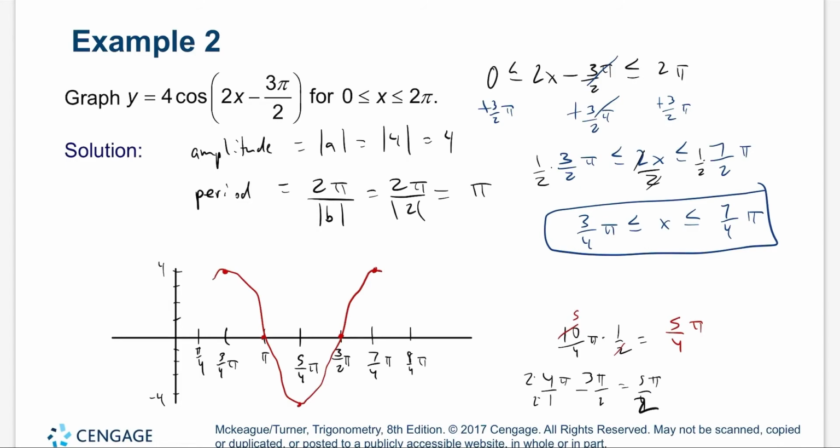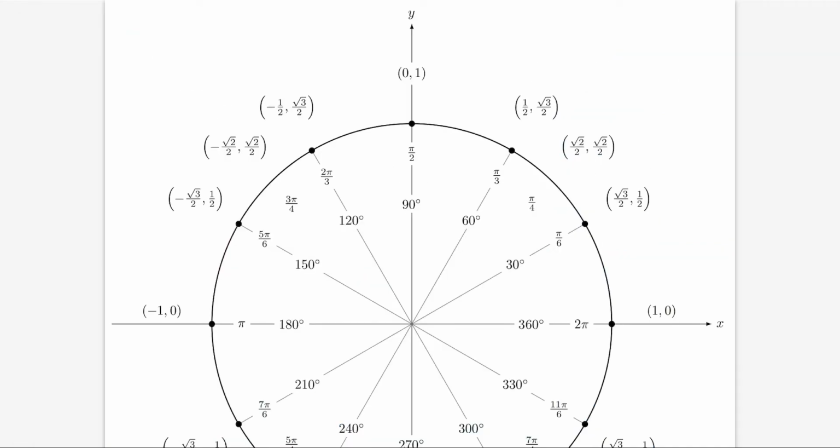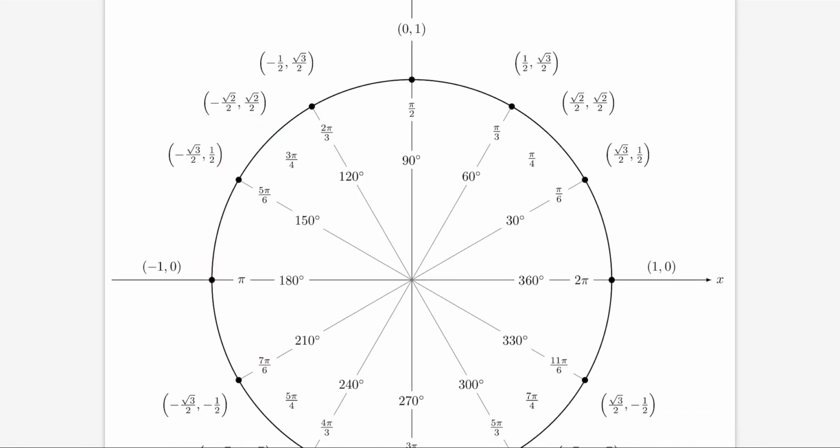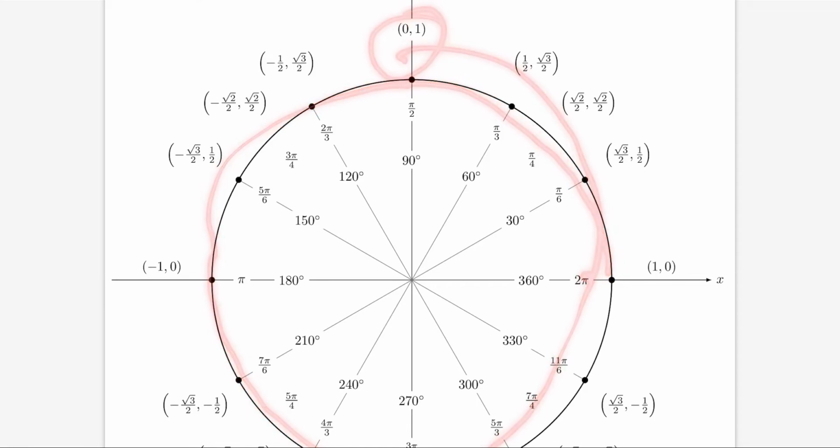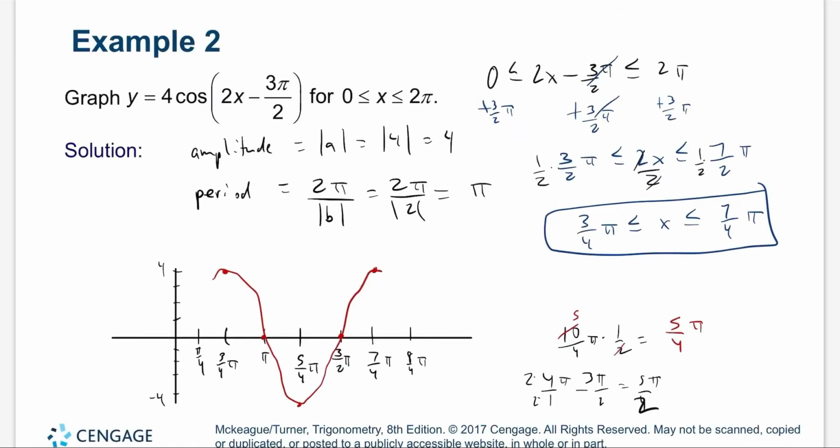All right, so cosine of 5 halves pi. That's 1 half, 2 halves, 3 halves, 4 halves, 5 halves. So cosine is 0. So that means you would be back at 0 here.